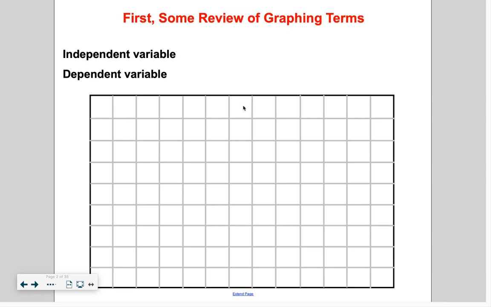Before we go, I want to do a little review with you. I know that your middle school science teachers and your middle school math teachers did a really good job with you on some graphing terms. So just as a little bit of a reminder, we have two variables that we plot on a graph whenever we plot data for science, and they are called the independent variable and the dependent variable.